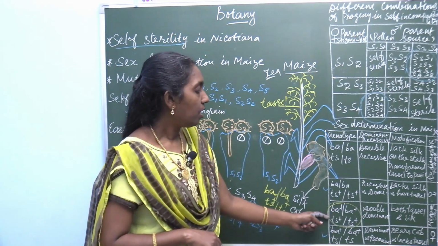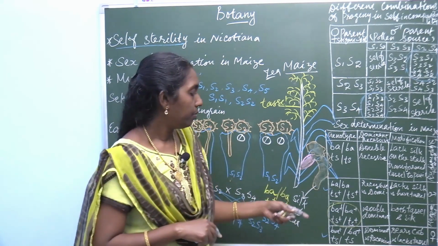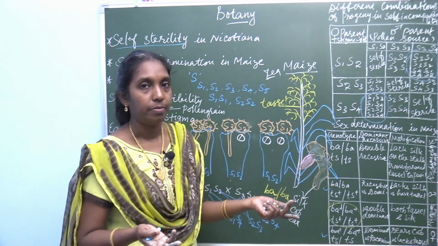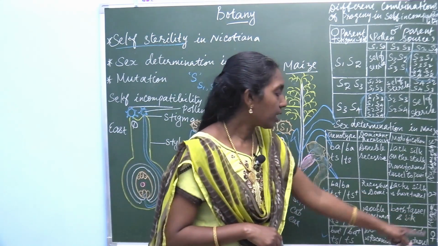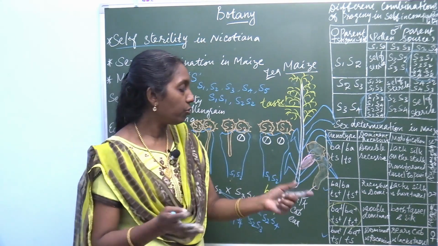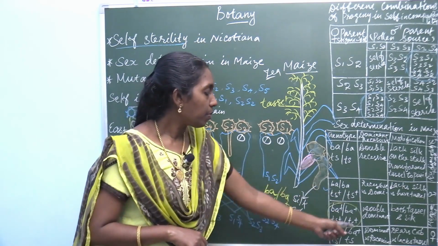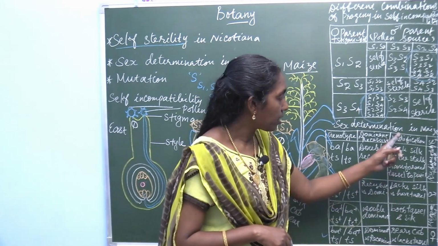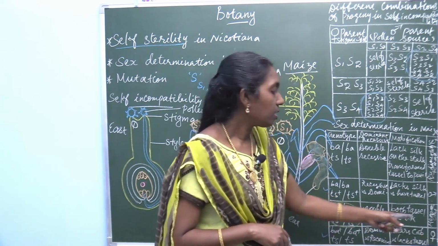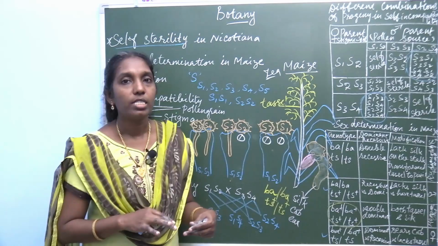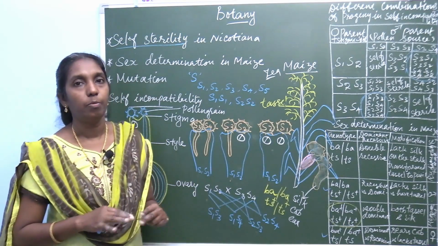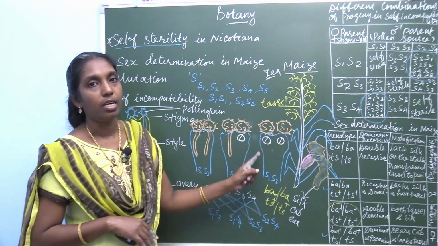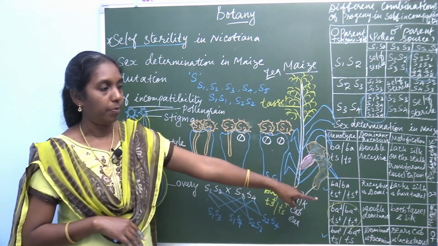And here, double dominant, both BA plus, TS. One word question: when does monoecious condition occur? It occurs because of the presence of double dominance. So, double dominance, it produces what modification? Both tassel and silk are produced. So, it produces monoecious. This condition occurs in this genotype.